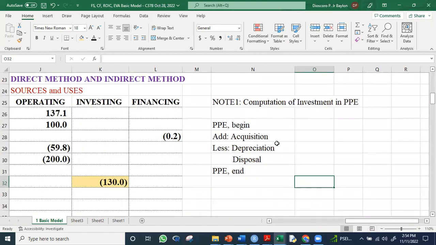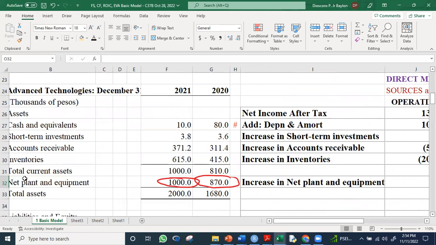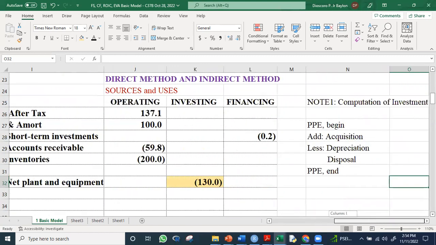What we're doing now is computing for the acquisition. We need this because the acquisition is the amount of capital assets of PPE that was invested in by the company, which is not 130. It's not 130. Why? Because we're using here the net, and we don't really base it on the net. If this was at cost, then we would have the correct figure.